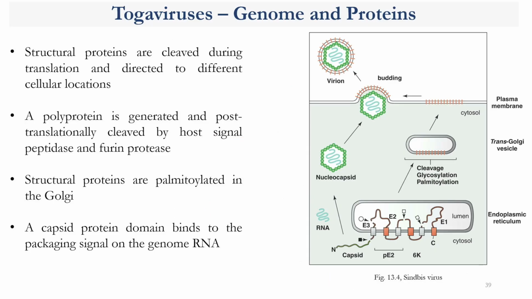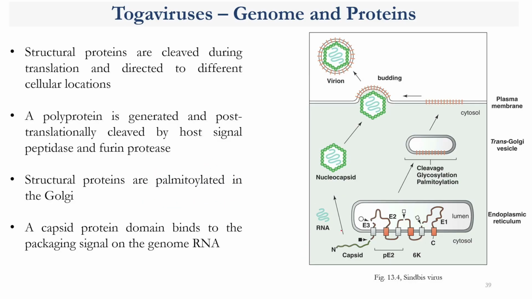Now, the structural proteins themselves are cleaved during translation, and they're directed to different cellular locations. You generate a polyprotein, which then gets post-translationally cleaved by different signal peptidases as well as furin protease. And as they go through the Golgi, you add palmitic acid to these proteins. So some of these structural proteins are palmitoylated as they go through the Golgi. So again, this looks very similar to what we saw earlier.